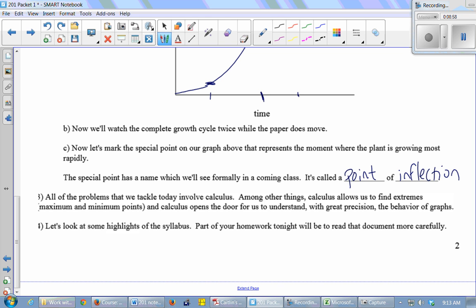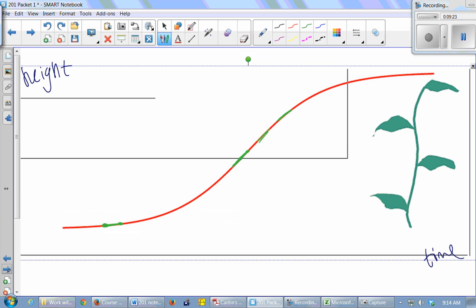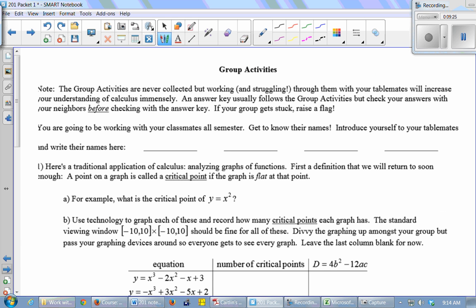So all the problems we're going to tackle today involve calculus. Among other things, calculus allows us to find extremes, that's maximum and minimum points, on a graph, and it opens the door for us to understand with great precision the behavior of graphs. We already looked at several highlights from the syllabus. Part of your homework tonight is going to be to read that document more carefully. Now we are at the group activities part of the class. You're going to start by introducing yourselves to the people you're sitting with, and then you're going to jump into doing some calculus.